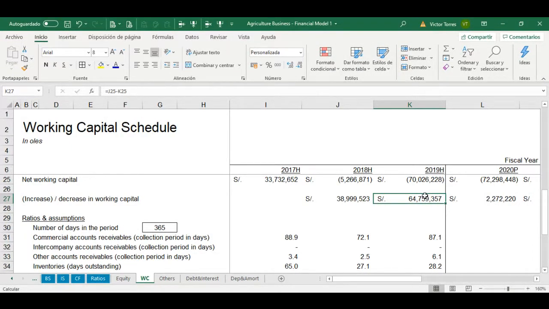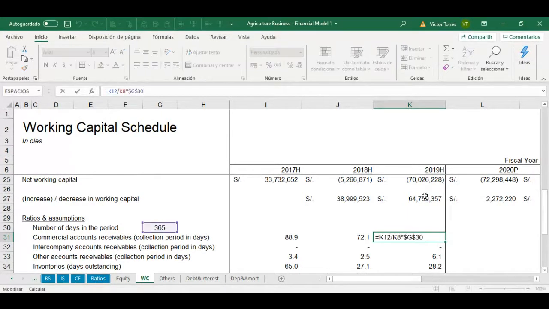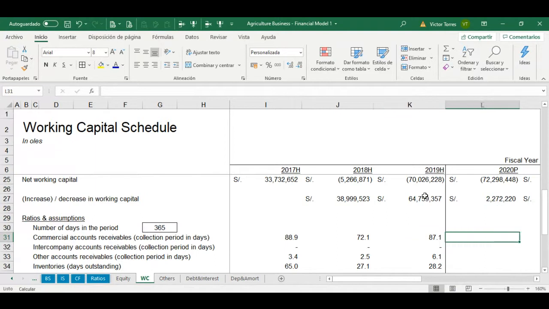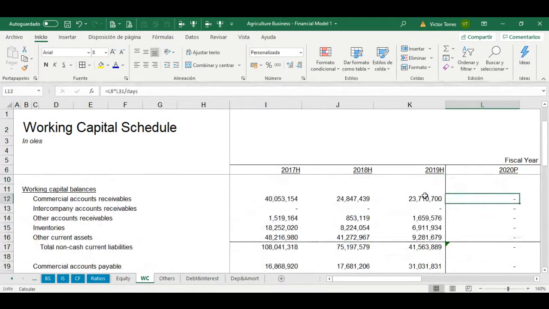If you're familiar with the free cash flow formula, you know that you need the change in the working capital, the increase or decrease in the working capital that appears here. That's why that line appears over there. Further down, in order to estimate the accounts receivable, we're going to be using the collection period in days, the days of accounts receivable, as a way to correctly estimate what's going to be the commercial account receivable in the future.